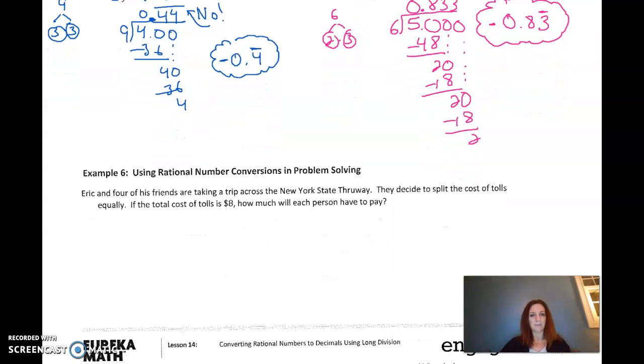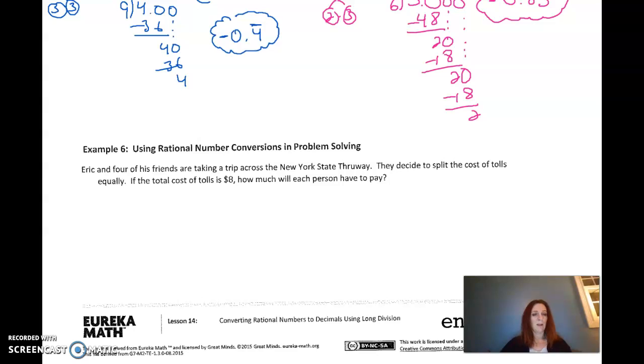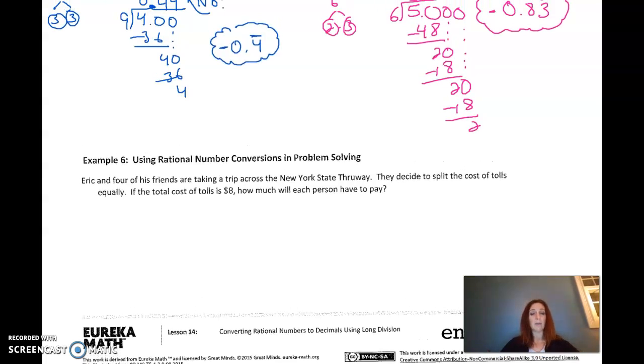One last example. Problem solving. Eric and 4 of his friends are taking a trip across the New York State Thruway. They decide to split the cost of tolls equally. If the total cost is $8, how much will each person have to pay? Well, how many people are going? Eric and 4 of his friends. That's 5 people, because you got to include Eric in there. Okay? And we want to know how much each person will pay. We want to know the cost per person.